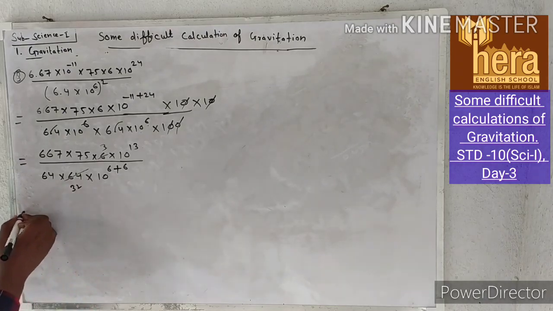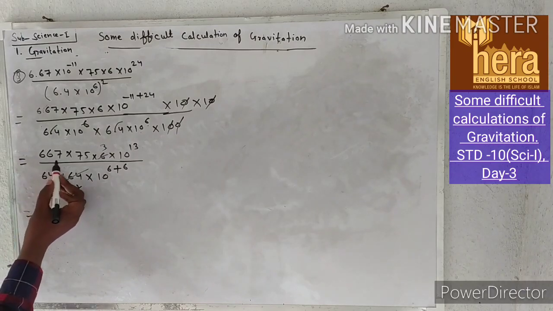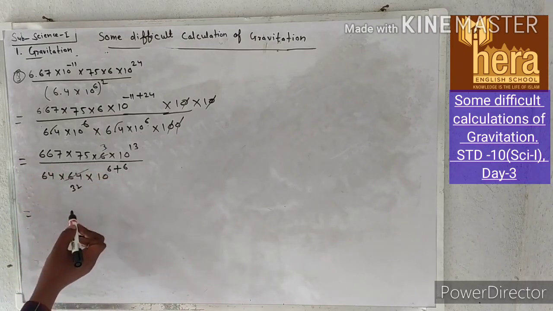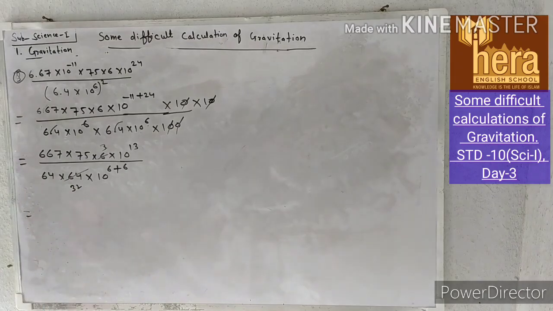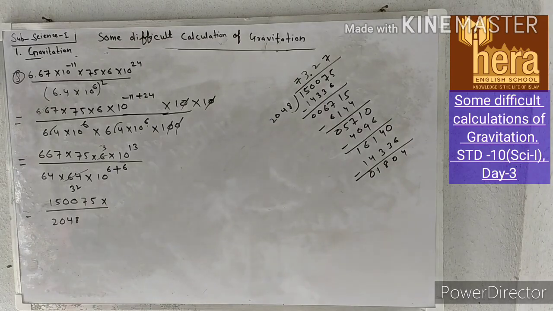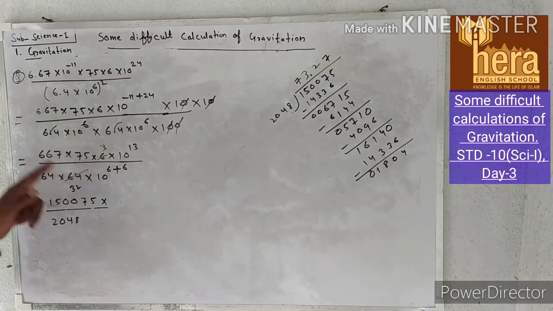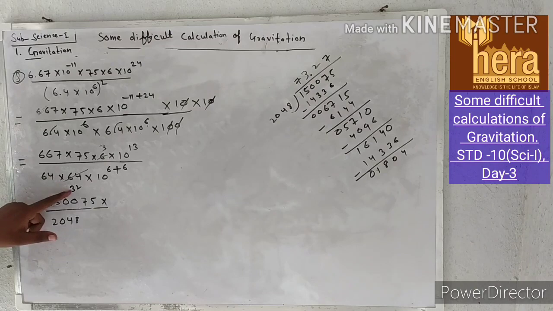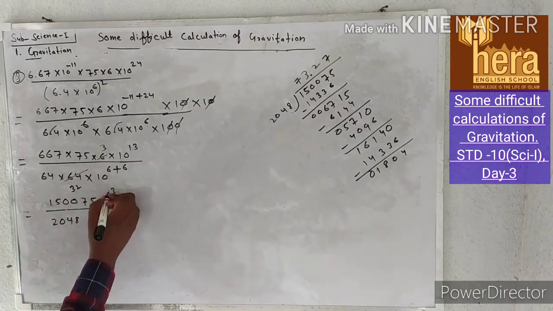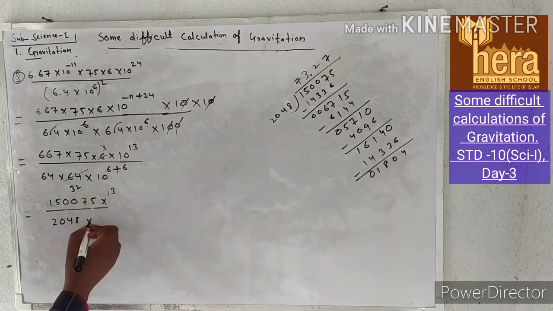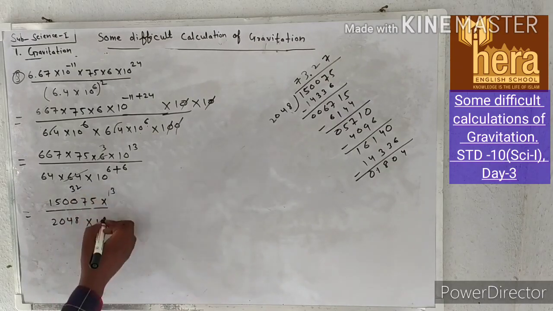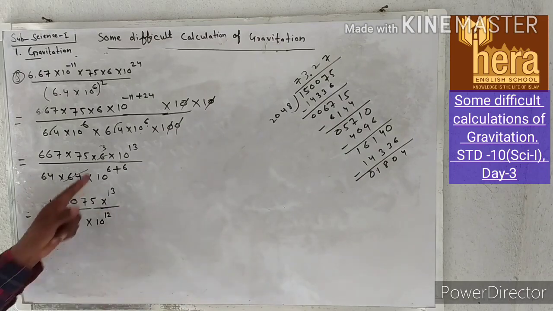So this will be equal to, now you have to multiply 667 into 75 into 3. So this will be equal to 150075. If you multiply this number, and if you multiply 64 into 32, you will get 2048. Here 10 raised to 13 upon 10 raised to 12. 6 plus 6, 12.